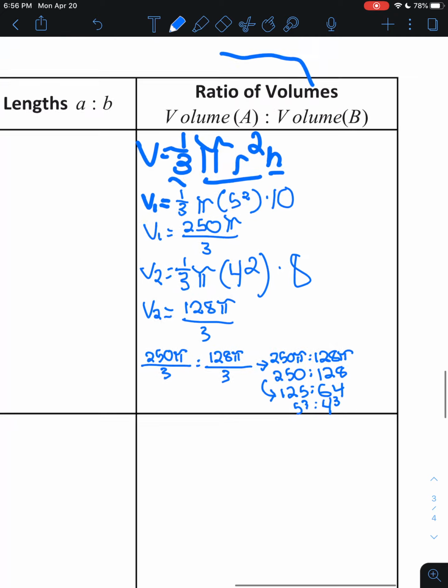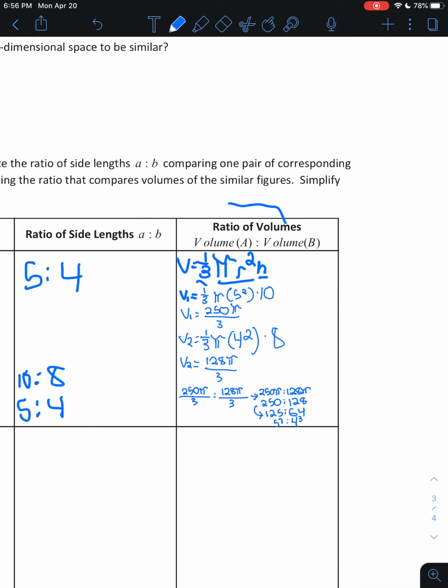So again, notice we have that same relationship. Remember, our answer over here was 5 to 4. And I know it's a little small, but our answer down here is the same thing, but with cubes, right? 5 cubed to 4 cubed. So you see we have that same relationship.